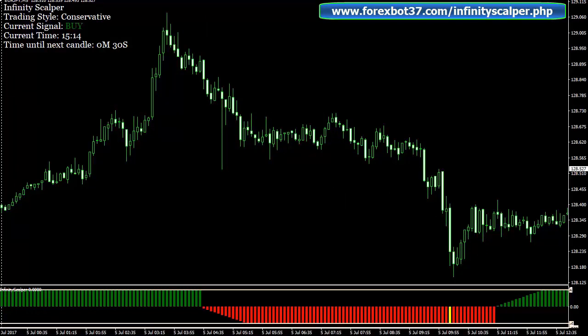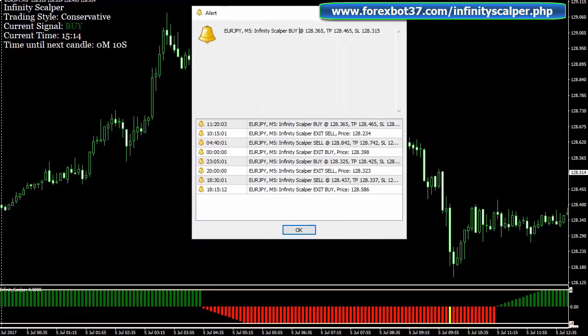Let's just generalize and say it's $10 a pip for a standard lot. Who makes that? $640 in a matter of what? A few hours? This is actually a long scalp, so you can almost call that a day trade, I guess.